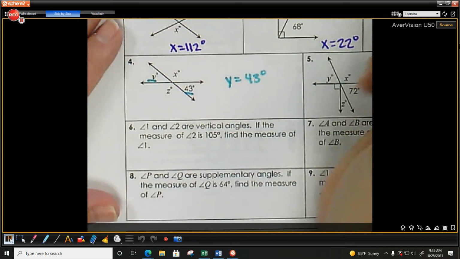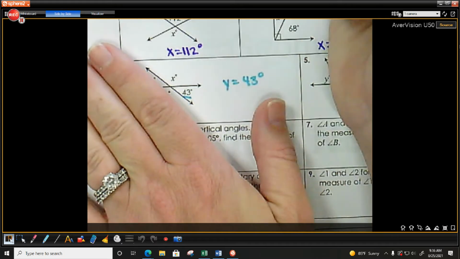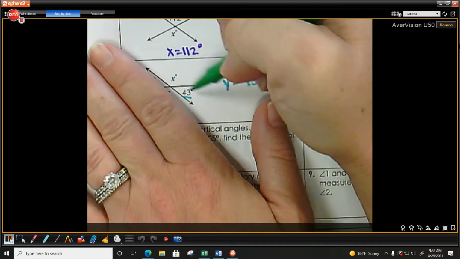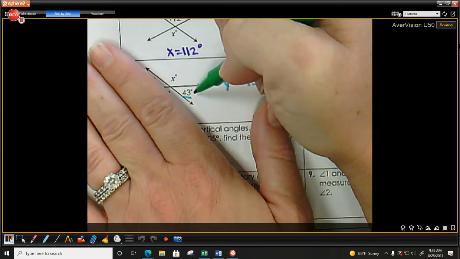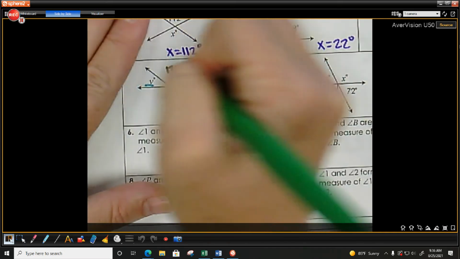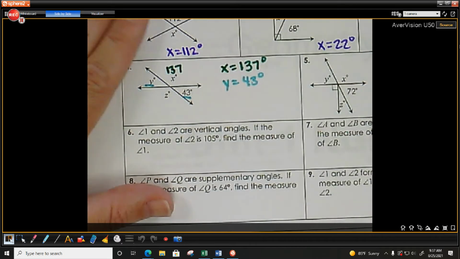Can I figure out x? Yes, because this makes a straight angle or a linear pair. So these added together should be 180. 180 minus 43 is 137. X is 137 degrees. Label it as you're going, okay?